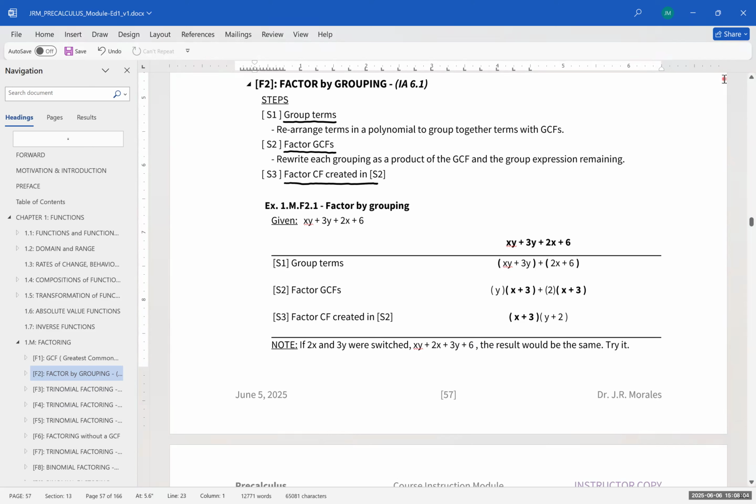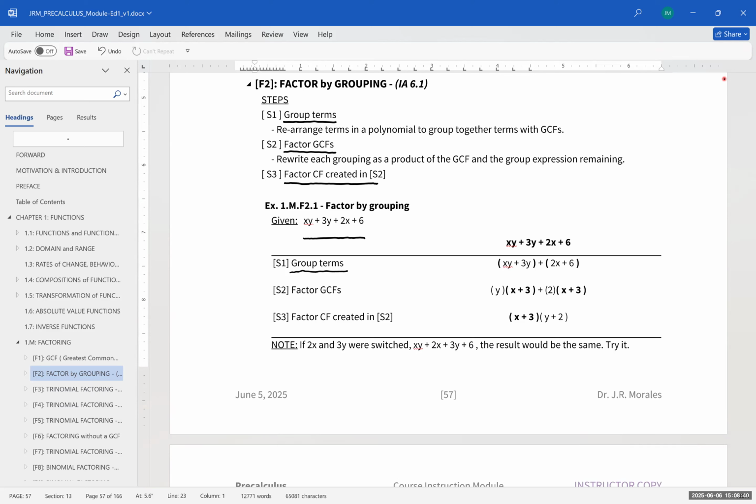All right, so let's look at these three steps in the context of an example. So here we have an expression, and what we want to try to do is to factor this expression. So first thing we're going to do is group the terms. Group the terms just means we're going to put grouping symbols around two or more terms that appear to have some common factors between them.